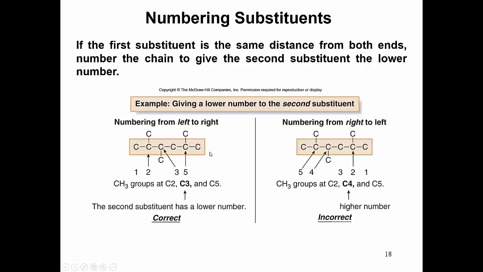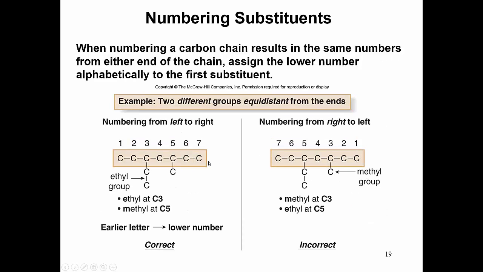Where do you number 1? If carbon 2 in both cases has a substituent, you then go to the second substituent that you come across, and the numbering system where that's the lower number is the one that you use. So the second substituent here is on carbon 3, the second substituent here is on carbon 4, so we use the lower number.